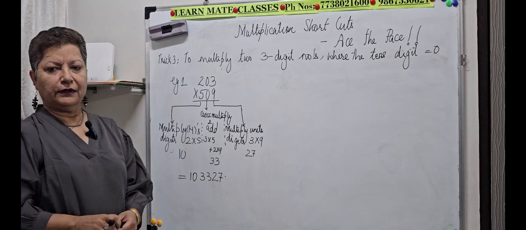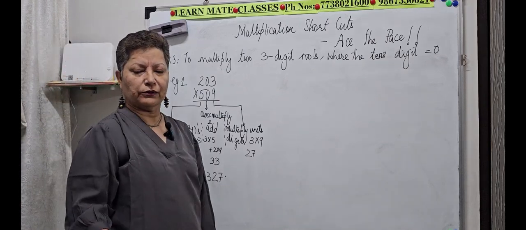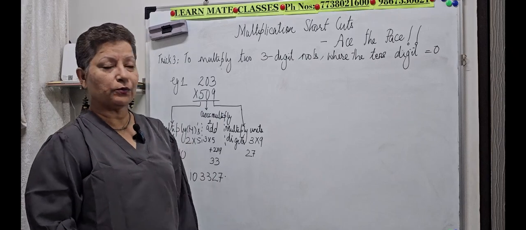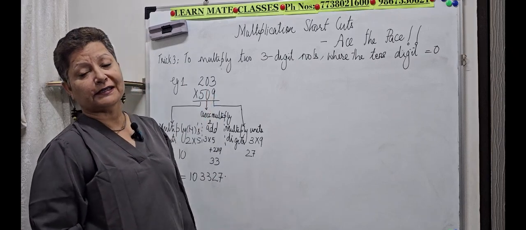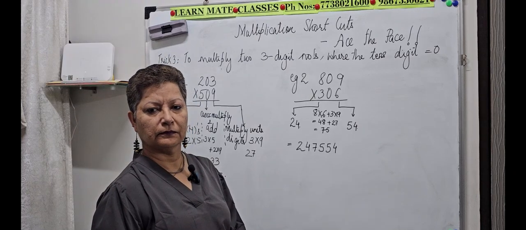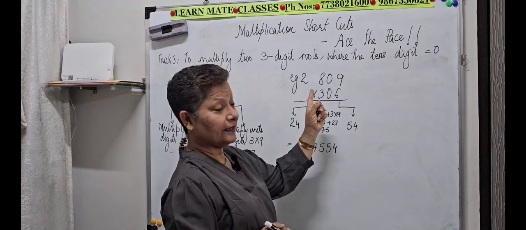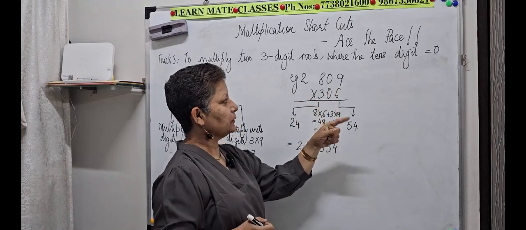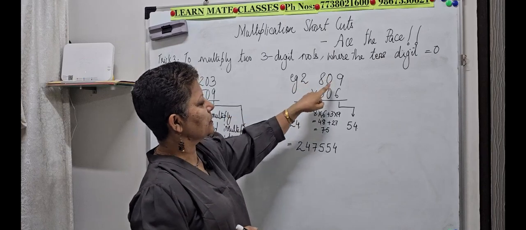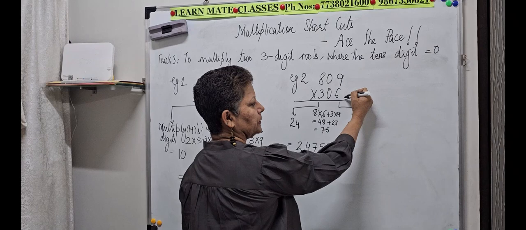Is that okay? Let's take up another example very quickly. I'll just quickly do it on the board so that we don't waste too much time, and can understand the other tricks later. So the second example here is 809 into 306. Is it satisfying the condition? The tens place digit is 0. For the last two digits, multiply the units digits.